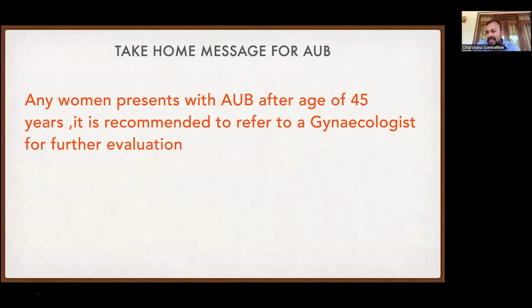If someone is over the age of 45 with irregular periods, and risk factors like obesity, hypertension, diabetes, who are at risk for endometrial cancer, please send them to us for further evaluation, and then we'll do a scan, and then probably we'll do a Pipelle, or sometimes hysteroscopy guided biopsy or D&C.